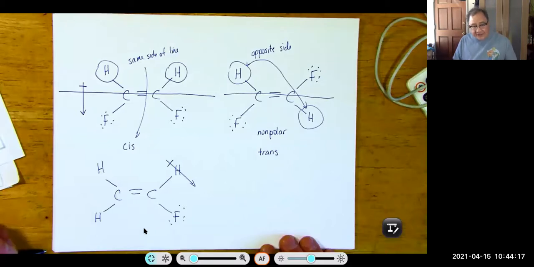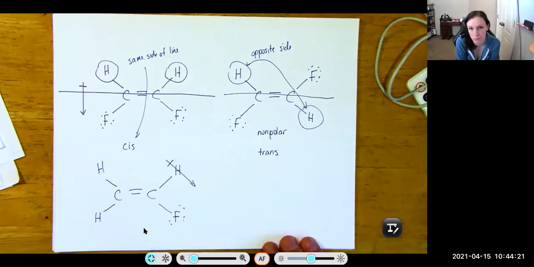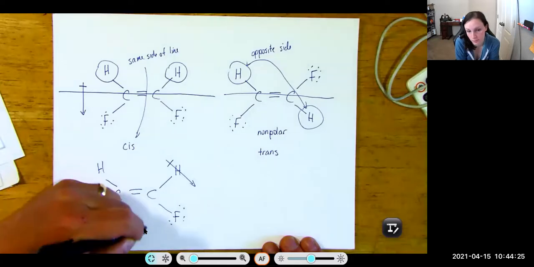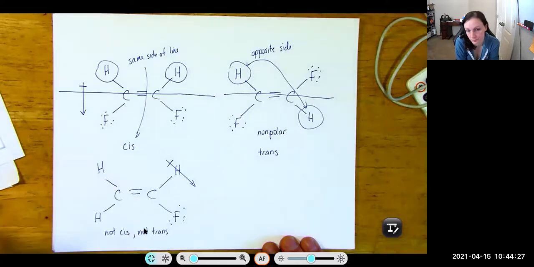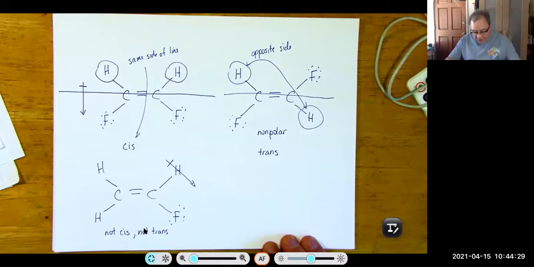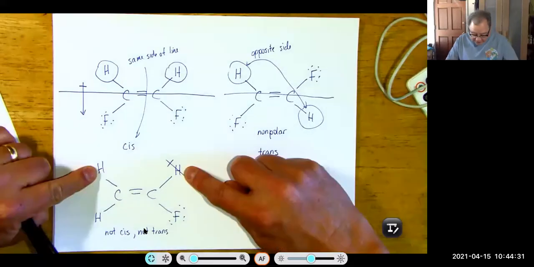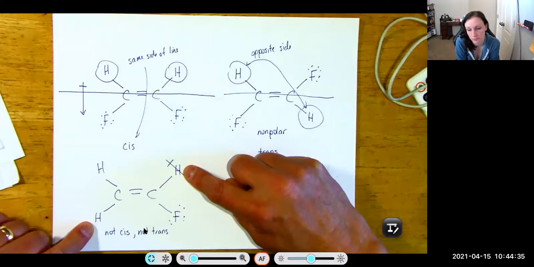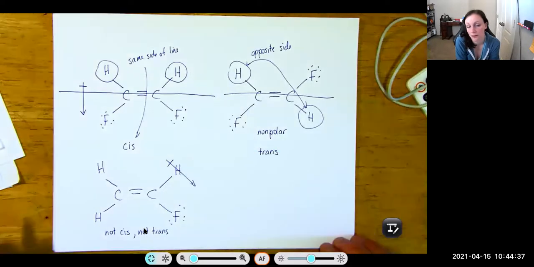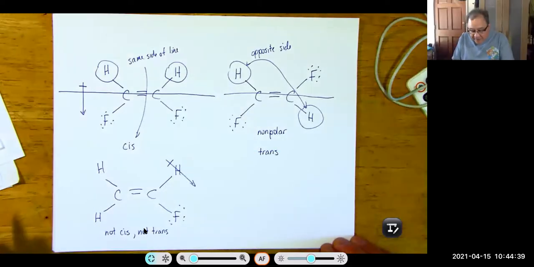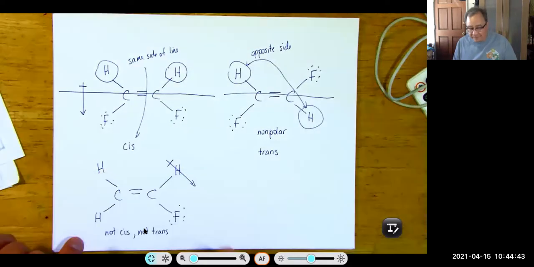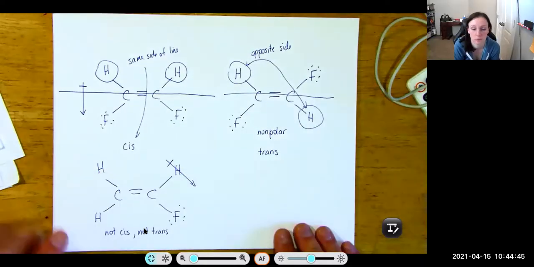Is it cis or trans? Cis. If you look at these two hydrogens, you'd say, oh, it's cis. If you look at these two, it's trans, right? Yeah. It's neither. To have cis or trans, you have to have exactly two hydrogens. Two, no more.